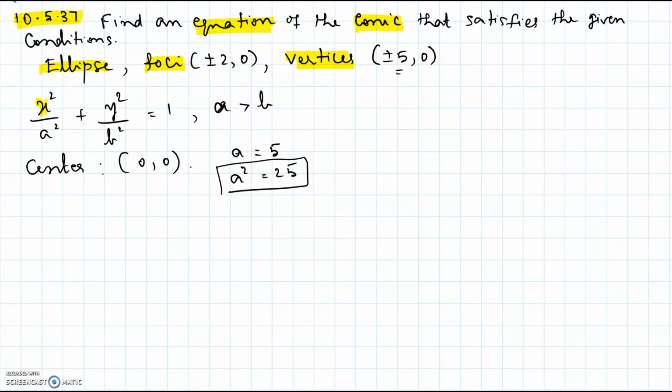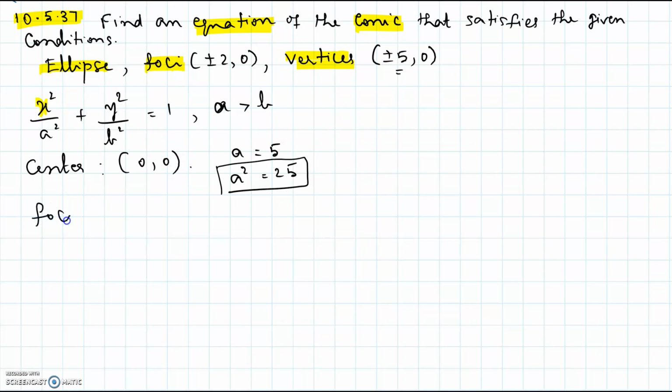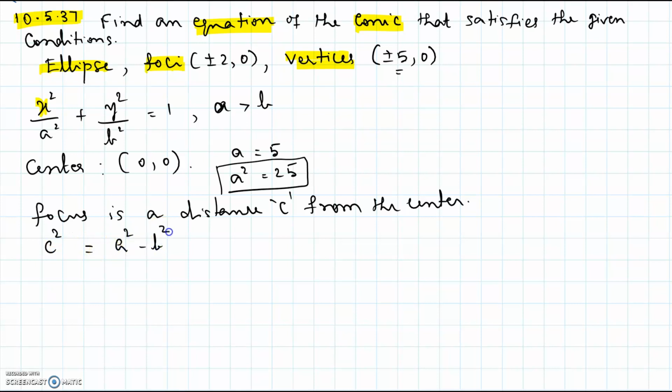Then the focus is at a distance c from the center, and c is given by the relation c squared equal to a squared minus b squared in an ellipse. You are given c because the coordinates of the foci are plus or minus 2. So c equal to 2. This we know from the data given.